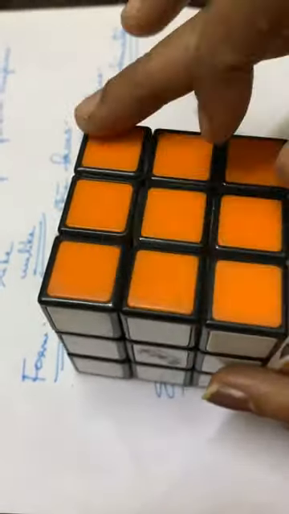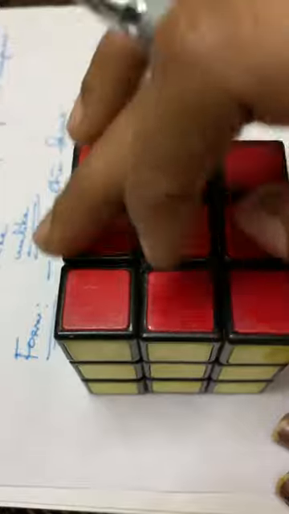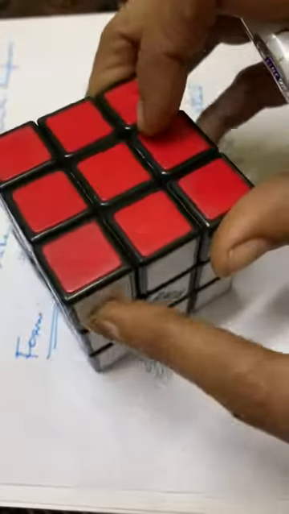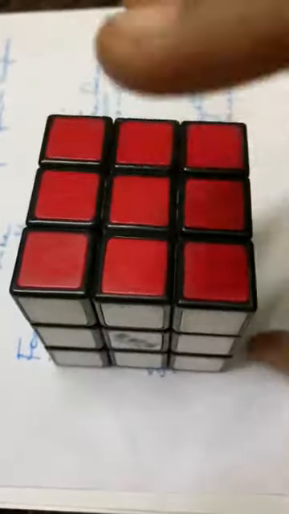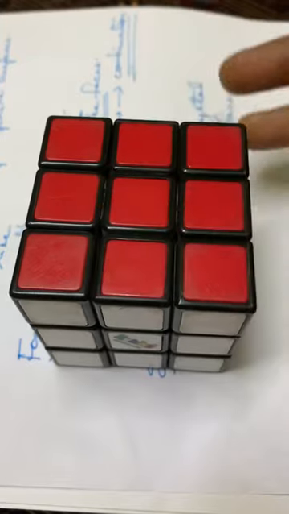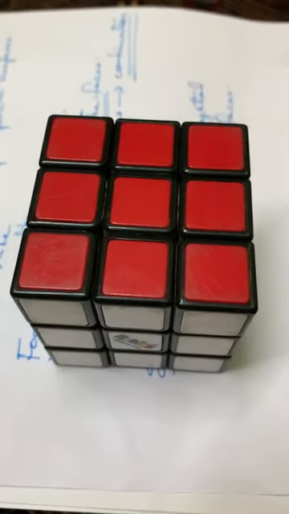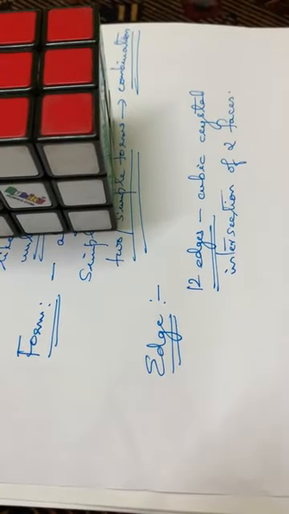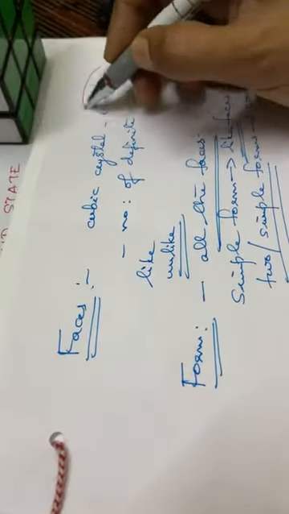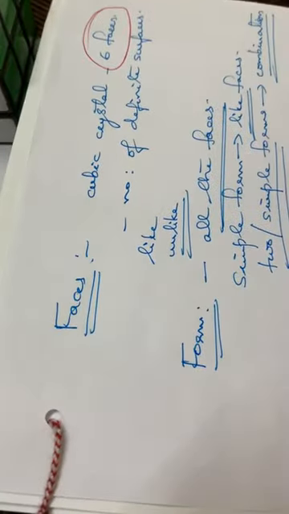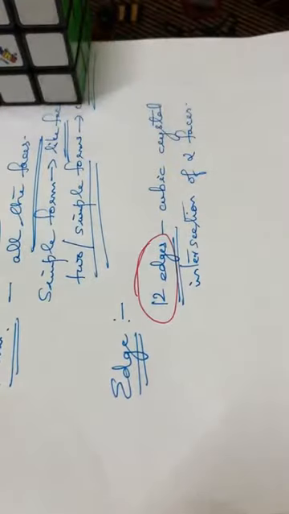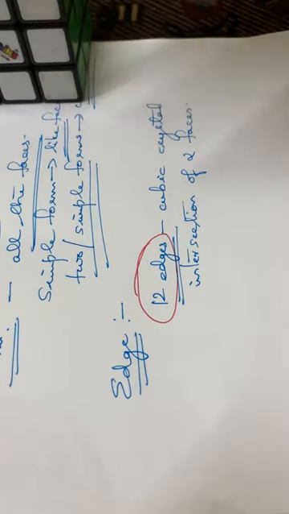Okay, 1, 2, 3, 4, then 5, 6, 7, 8, then 9, 10, then 11, 12. So 4 above the cube and 4 below the cube, then 4 on the sides of the cube. So in total, how many edges will be there? 12 edges are there for a cubic crystal. Then how many faces for a cubic crystal? 6 faces. So this is the case of a cubic system: 12 edges and 6 faces.